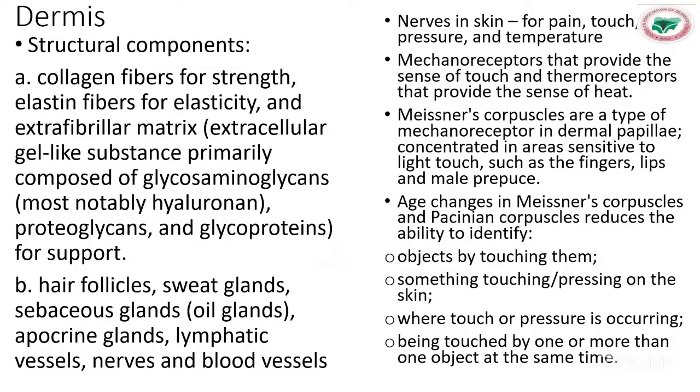The structural components of the dermis. I spoke about cellular components. Now the structural components. The collagen fibers provide the strength, and then the elastic fibers provide the elasticity we see in the skin. The extrafibrillar matrix, which is the ground substance, consists of proteoglycans, glycoproteins, and glycosaminoglycans. They are for support. They form something like cement in the skin. But they are also very important.